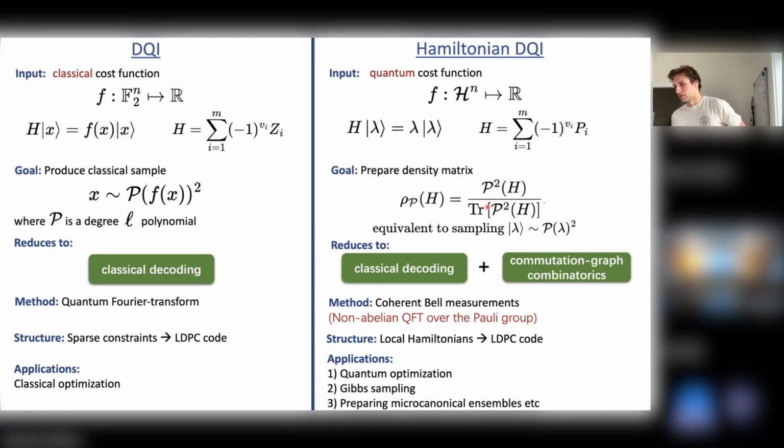Okay, I see. Because higher beta means lower temperature, so it's harder to prepare. Right, you have to go to higher L, which means you have to decode more errors. Right.